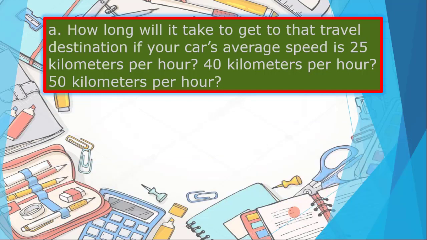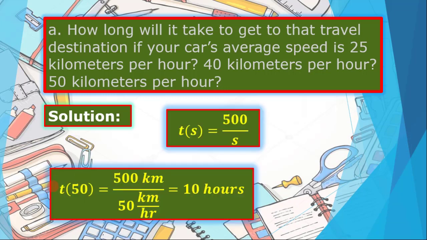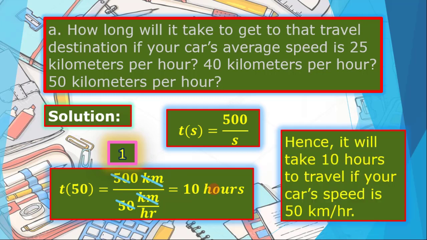How about if we have S equals 50 kilometers per hour? So that is T of 50. So we have 500 kilometers all over 50 kilometers per hour. We cancel out the kilometer unit. Then 50 and 50 cancel out, giving us 1. Then we copy the 0, so 10 hours. So T of 50 is 10 hours. You will notice as you go faster, the time that you will spend in traveling will be shorter. As you increase your speed, the time that you will be devoting to that travel destination will decrease.